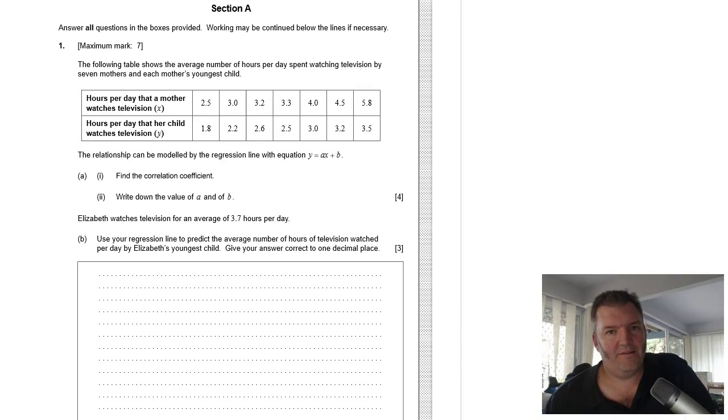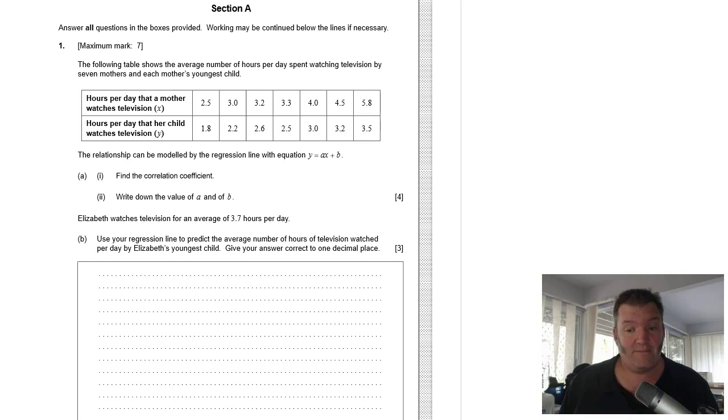Hey guys, back again. This is May 2015 Paper 2, Time Zone 1. So the calculator paper, so get ready to revise a few of those steps that we may not recall and make sure we're on top of how to use our calculator as we go through and solve these ones.